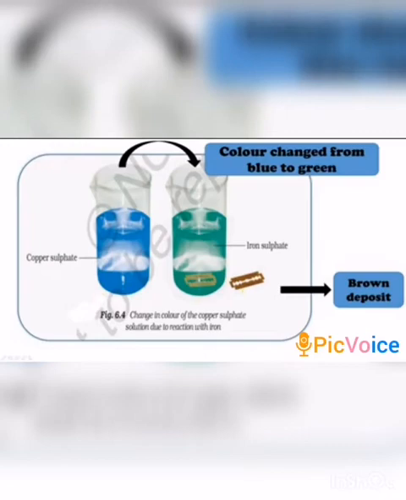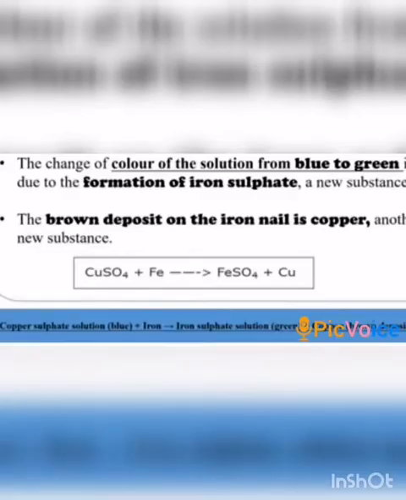Okay children, once again I recall the change. The change of the color of the solution from blue to green is due to the formation of iron sulfate. It's a new substance. Then, what about the brown deposit? The brown deposit on the iron nail is copper. It's also another new substance. Isn't it children? Yes. Okay.